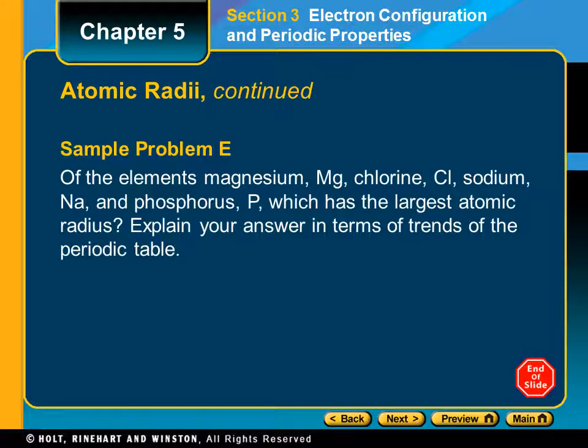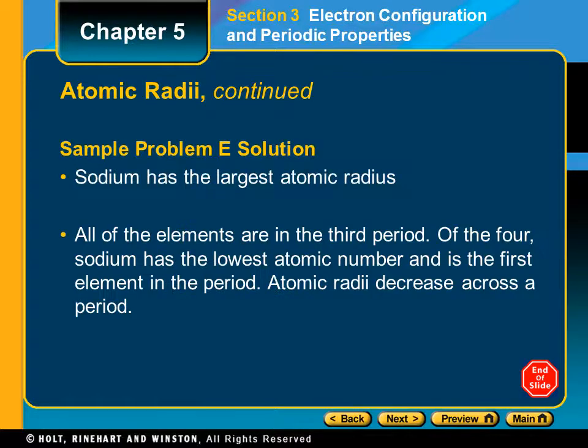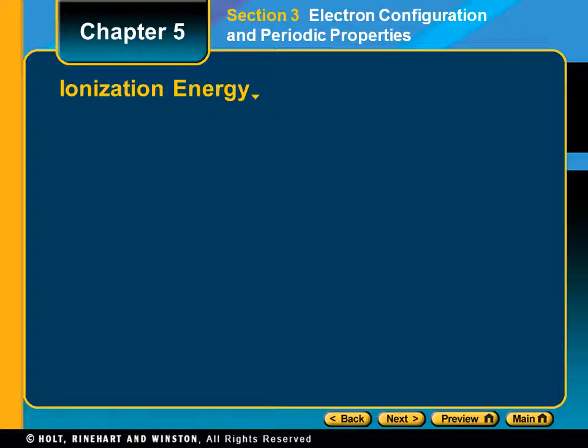So, how does this play out in a problem? Of the elements magnesium, chlorine, sodium, and phosphorus, which has the largest atomic radius? Explain your answer in terms of trends of the periodic table. So, sodium has the largest atomic radius. Why is that? All the elements are in the third period. Of the four, sodium has the lowest atomic number and is the first element in the period. Atomic radii decrease across the period.